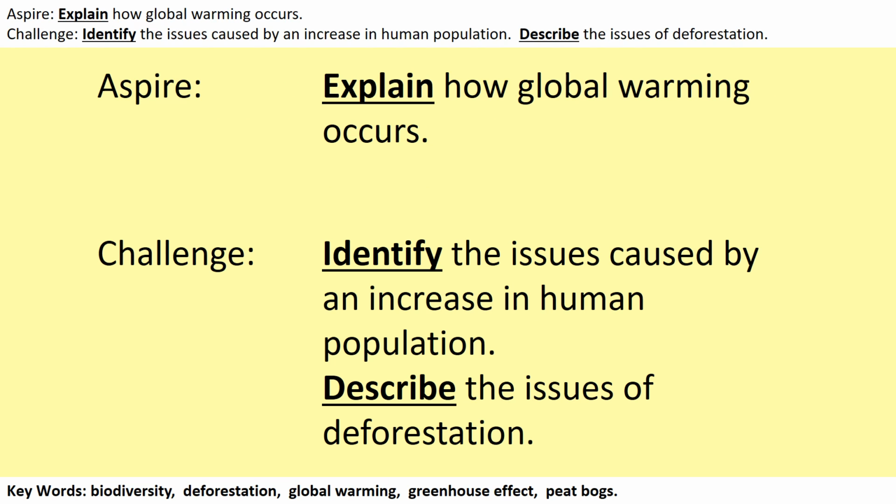Okay, so the challenges and aspire for this lesson. First challenge is to identify the issues caused by an increase in human population. So as we get more and more humans, about 7 billion at this point in time, as we get more humans on the earth, how does that affect the environment? Then we're going to describe the issues of deforestation and then explain how global warming occurs for our aspire.